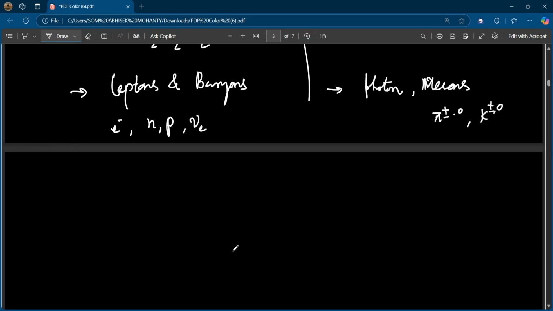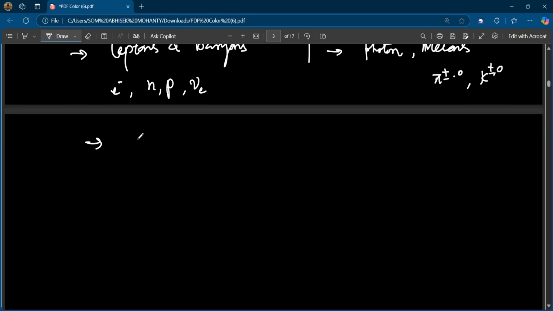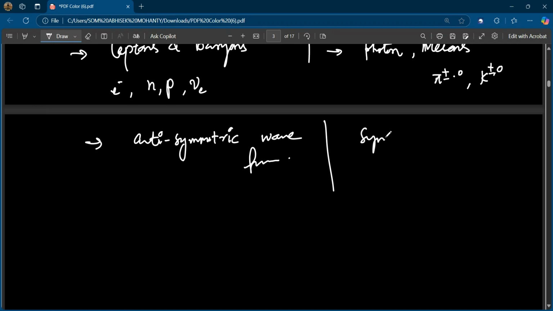The wave function for the fermionic system should be an anti-symmetric wave function, and for bosons, these are symmetric wave functions. Again, what does it mean? We will see.